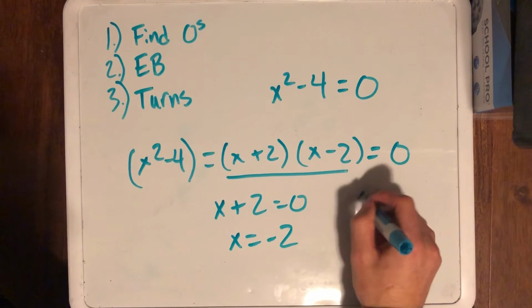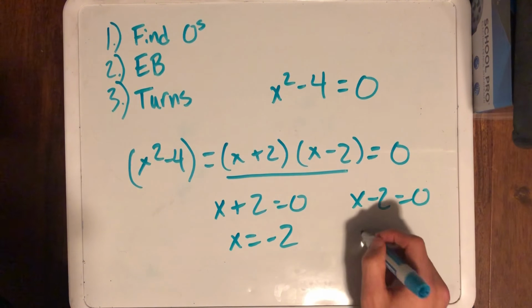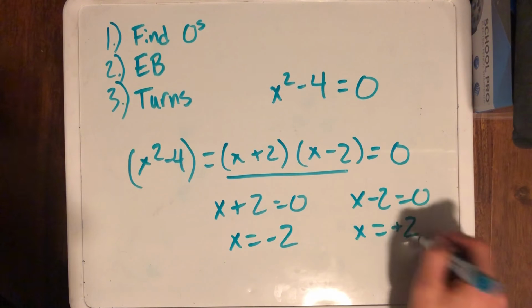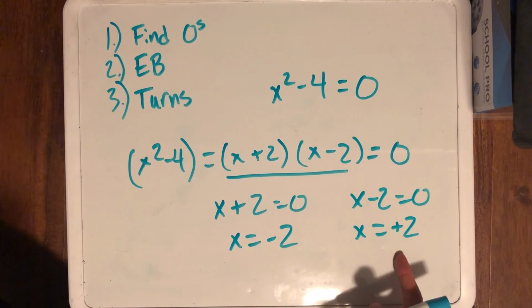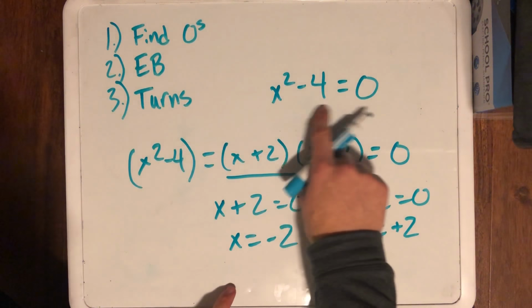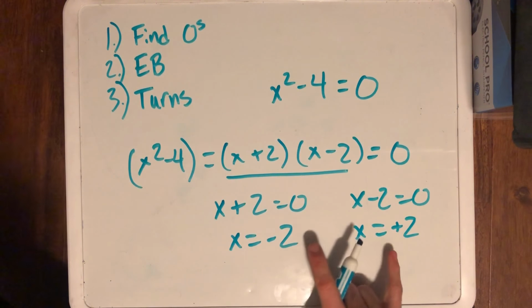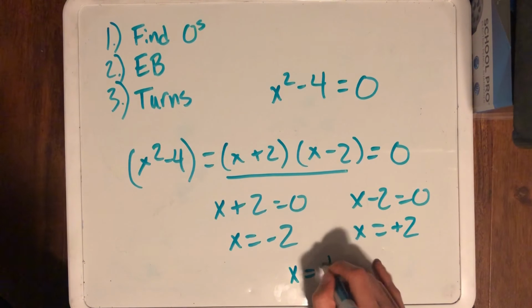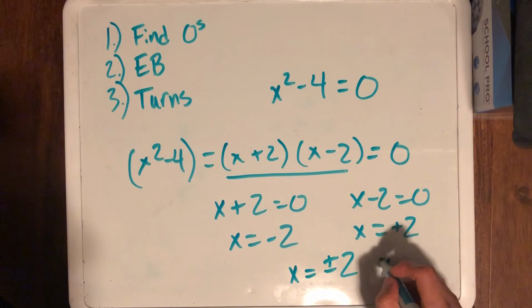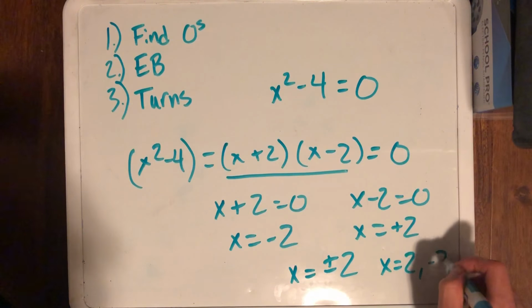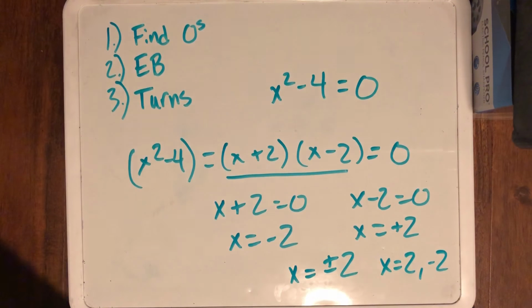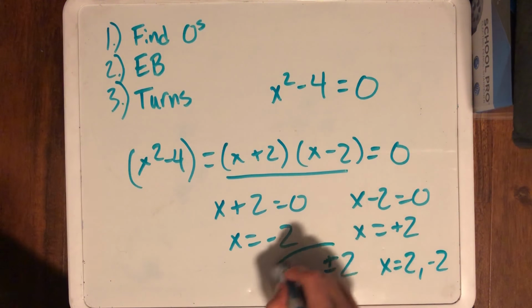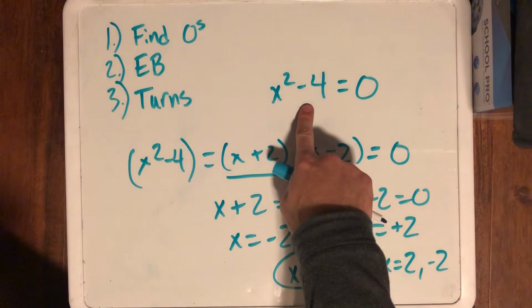And now we take our other one, x minus 2 equals 0, which gives x equals positive 2. Or if you didn't want to put that plus there, that's fine too. So for these problems, often there's going to be more than one x value. You could write x equals plus or minus 2, or you could put x equals 2 comma negative 2, however you want to list that out. These would be the zeros for x squared minus 4.